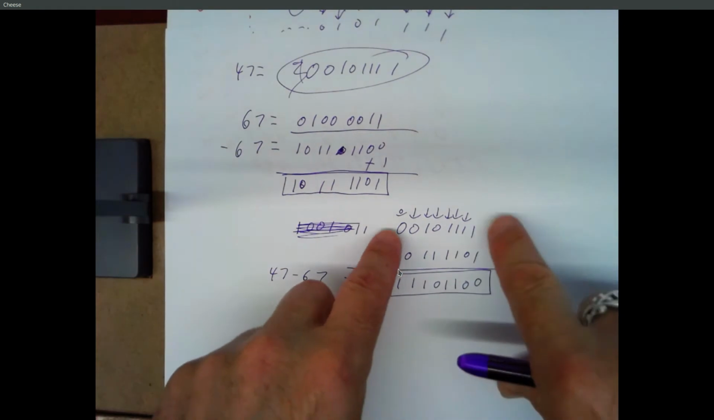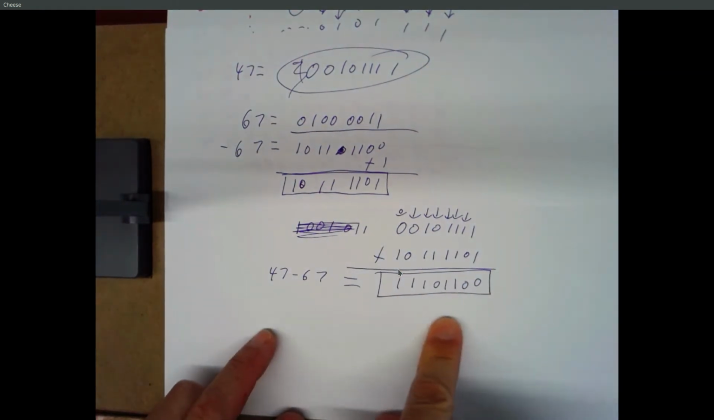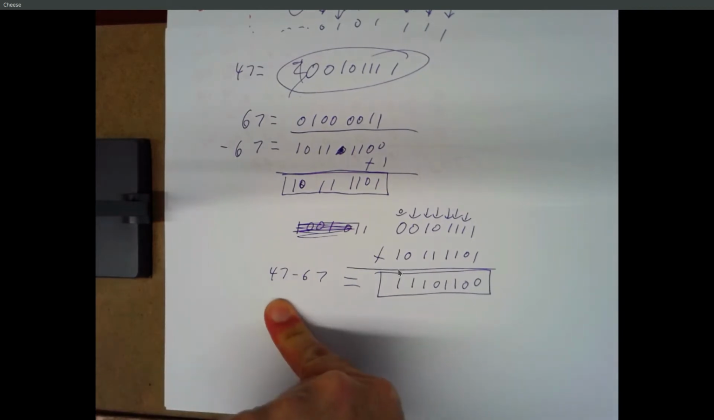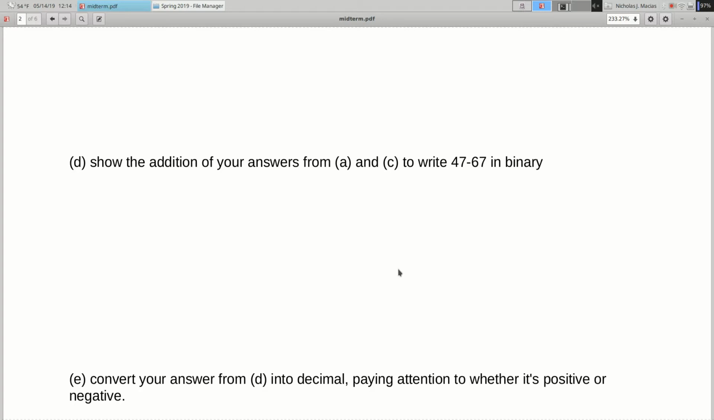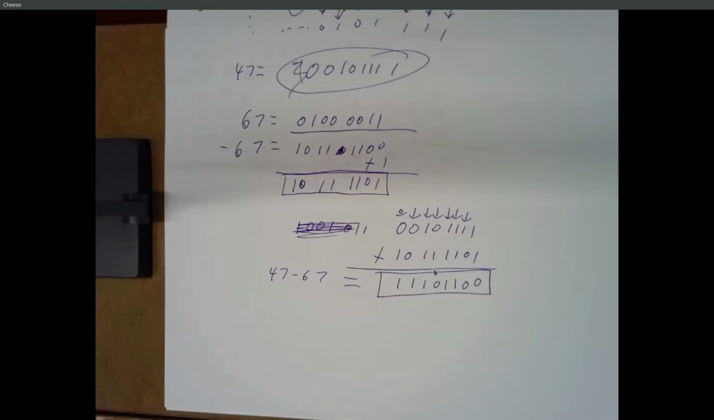And you would want to show this. You always want to show your work, right? You'd want to show your work and you'd want to make sure that this number is clearly marked as the answer to the question, what is 47 minus 67? Okay, and then it asks you, convert that number that you got in part D into decimal.